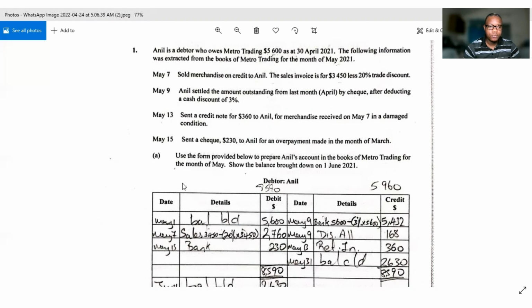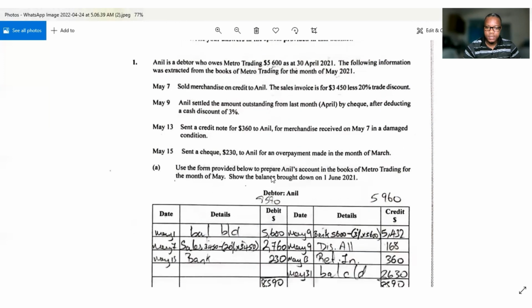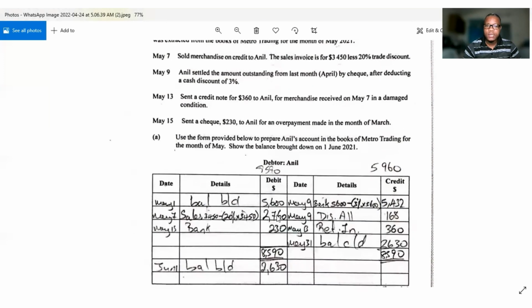Didn't write that down. 450, right? 690. So it's basically 3,450 minus 690, and you get the 2,760 right there. All right. Now, May 9, Anil settled the amount outstanding from last month, April, by a check after deducting a cash discount of 3%. And so, obviously, Anil is paying out some money, so it's reducing the amount that Anil owes to Metro Limited.